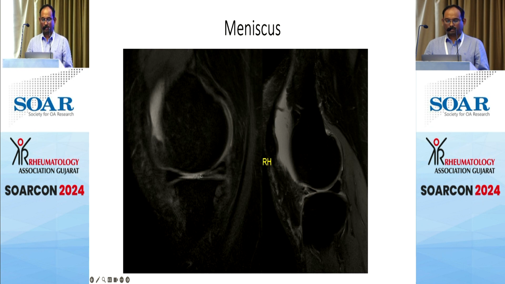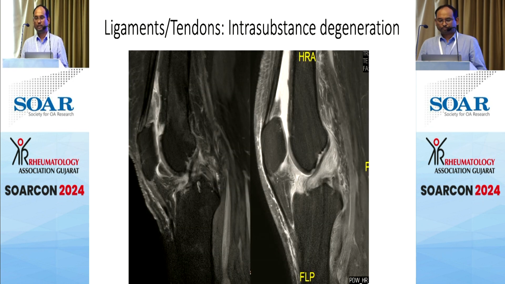The horizontal tear of the posterior horn of the medial meniscus is also a degenerative tear, as well as the oblique tear of the anterior horn of the lateral meniscus. In the broader sense, horizontal tears are degenerative tears, whereas vertical tears are traumatic tears. But that is not always true.